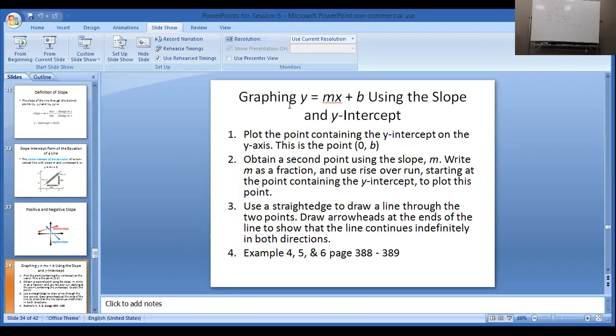Now, graphing y equals mx plus b using the slope and y-intercept: plot the point containing the y-intercept on the y-axis, the point where x is 0 and you have the b. Obtain the second point using the slope. Write m as a fraction. Use a straight edge to draw the line. Let's look at some examples, that's the easiest way, instead of reading it. Let's go to page 388.